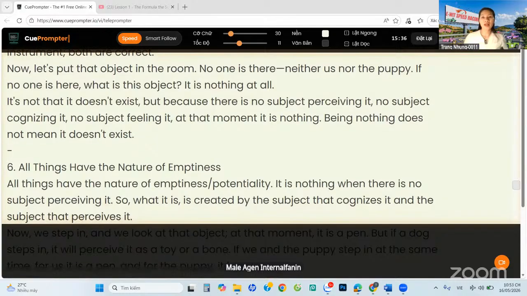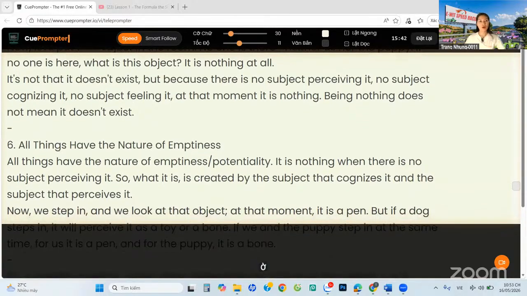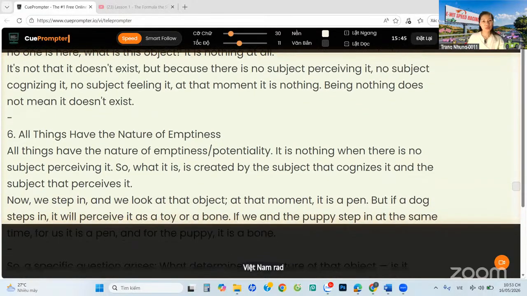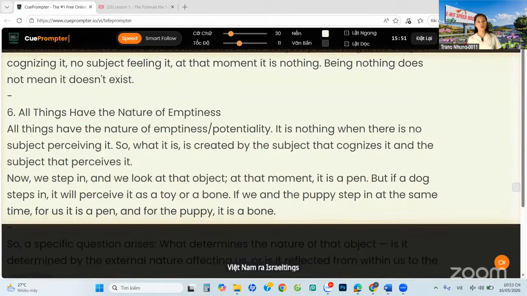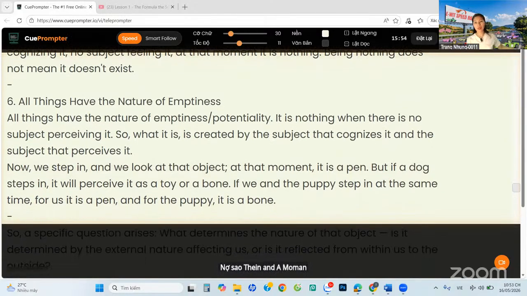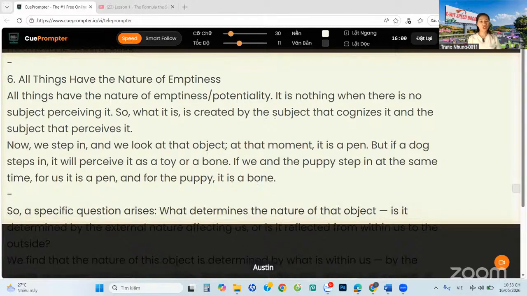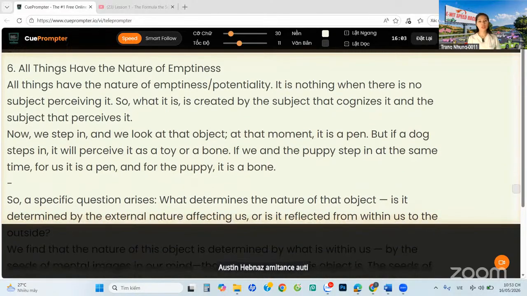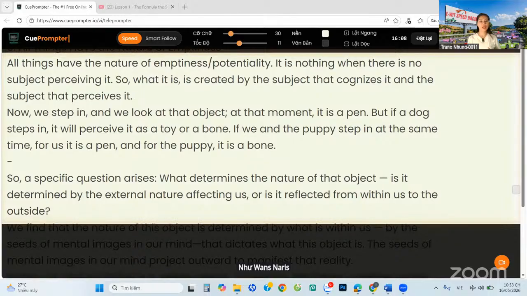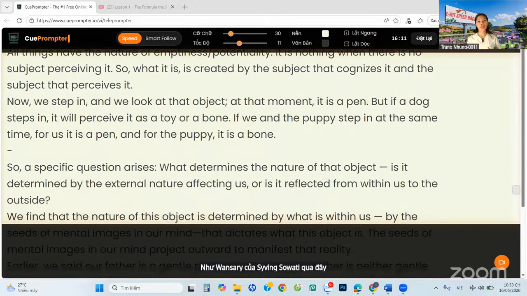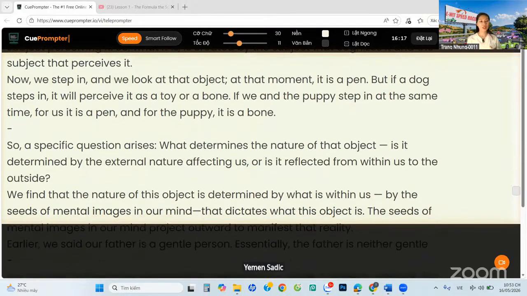But let's put that object in the room. No one is there. Neither us nor the puppy is here. What is the object? It's nothing at all. It's not that it doesn't exist, but because there is no subject perceiving it, no subject recognizing it, no subject feeling it at that moment, it is nothing. That doesn't mean it doesn't exist. All things have a nature of emptiness, of potentialities. It is nothing when there is no subject perceiving it. So what it is, is raised by a subject that recognizes and perceives it.